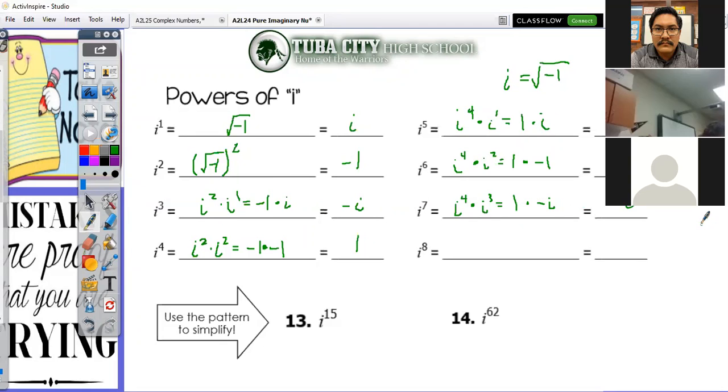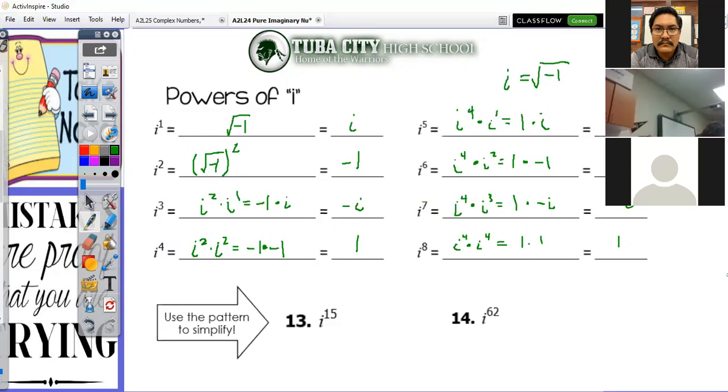And you probably notice the columns are the same. They are pretty much identical, and that's because this pattern repeats itself every 4 powers. So i to the 4 is 1, and i to the 4 here is also 1, and 1 times 1 is 1. And again, that's a good way to remember this.